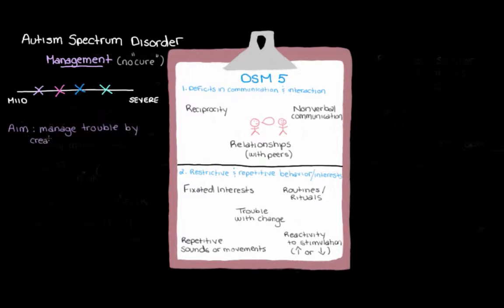And a big part of how we do that, especially when a child is younger, is we get the parents and other family members and teachers involved in creating an ideal environment for the kid with autism spectrum disorder. And this ideal environment is an environment that addresses these different troubles that someone with autism spectrum disorder can have. So let's take a look at what this might look like.